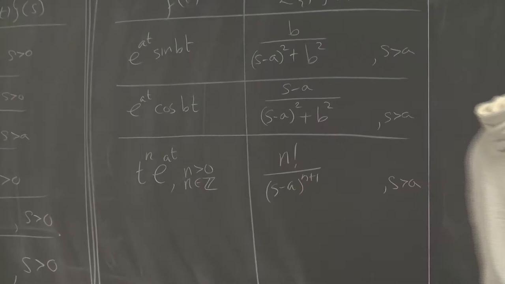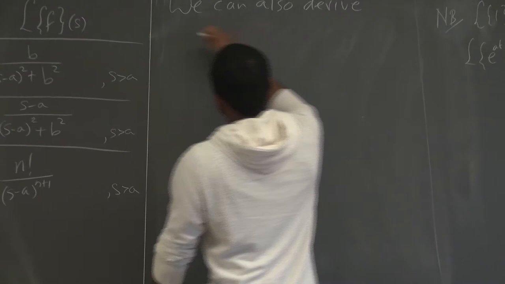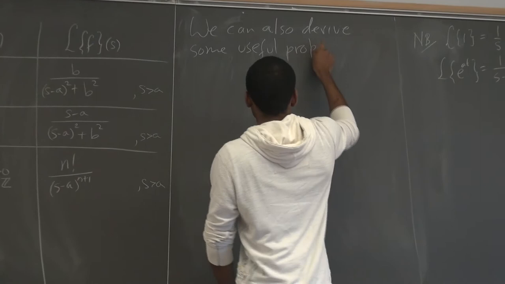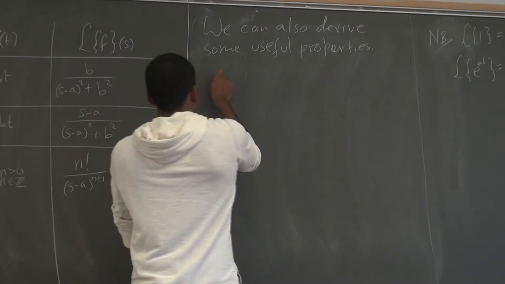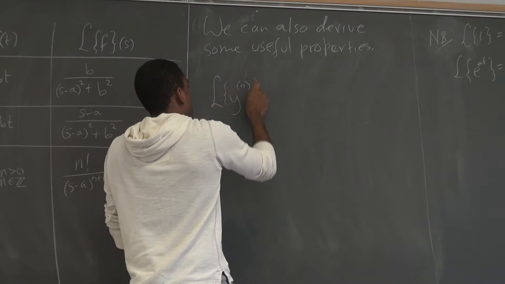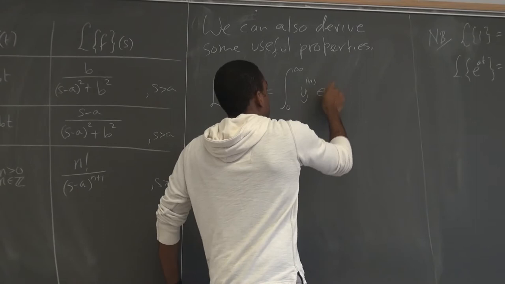Let's see. You can also derive some useful properties. For example, let's say I want to take the Laplace transform of a derivative. Then I can plug this into the formula. Now it's y to the n times e to the minus st dt.